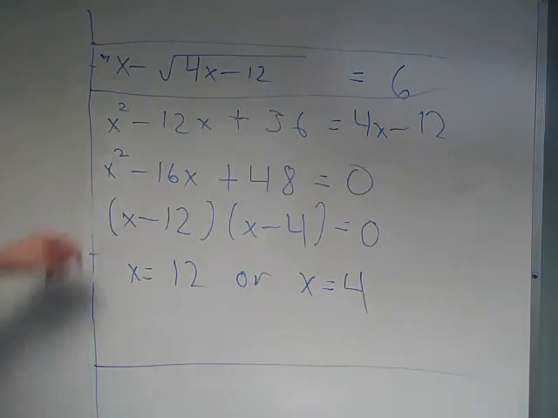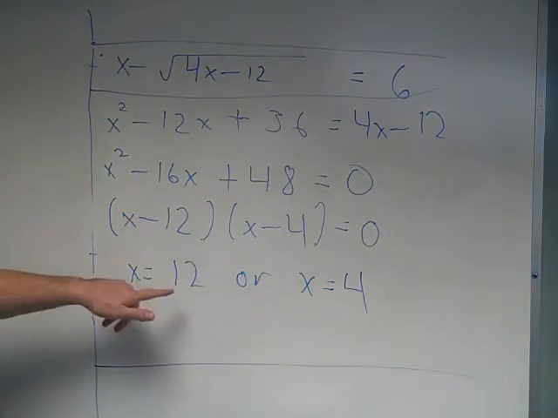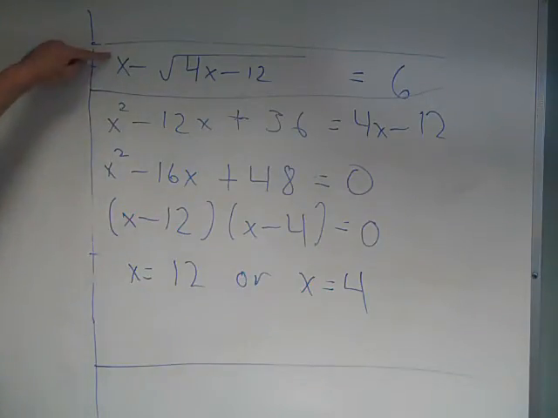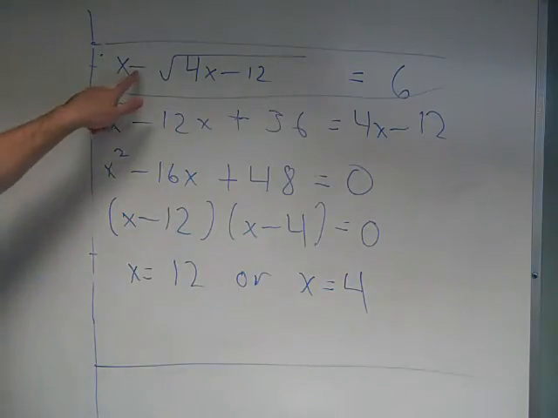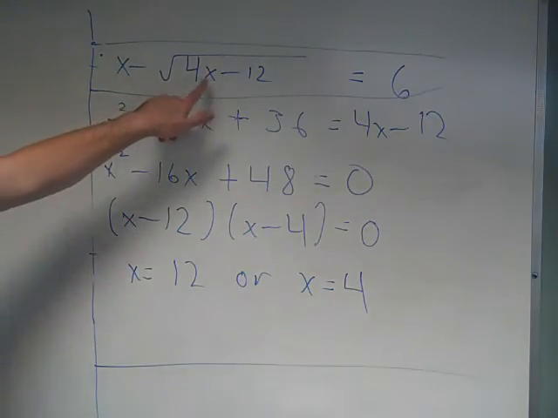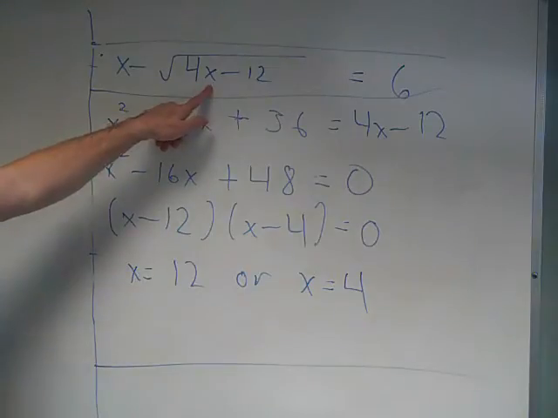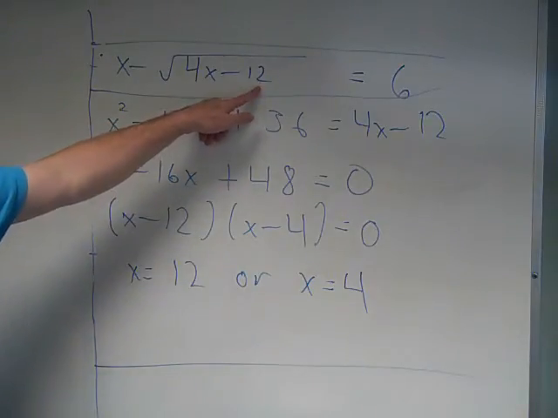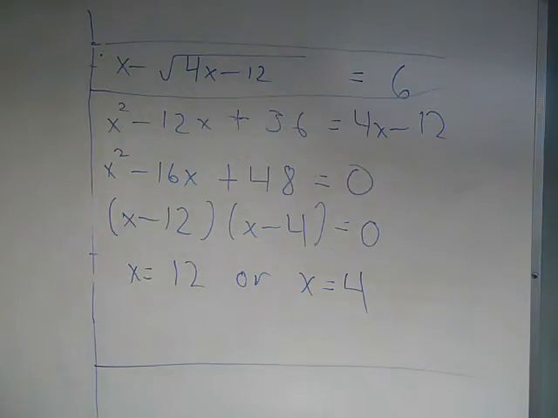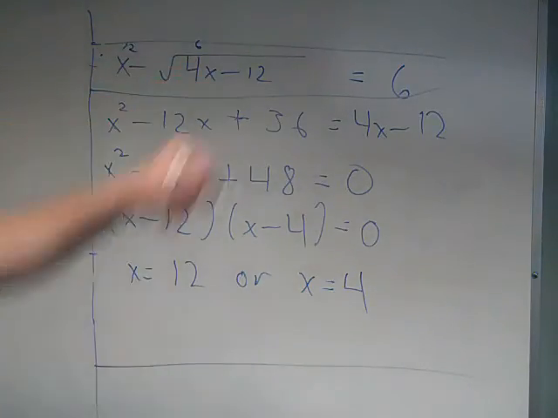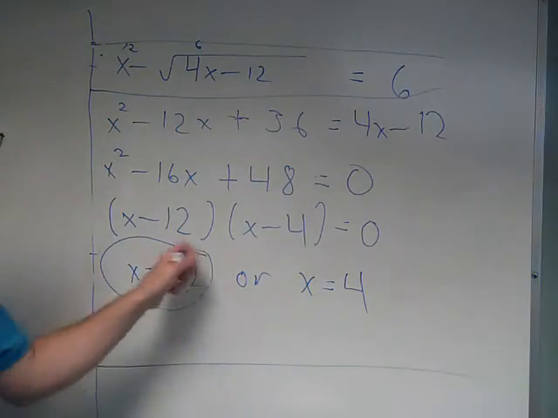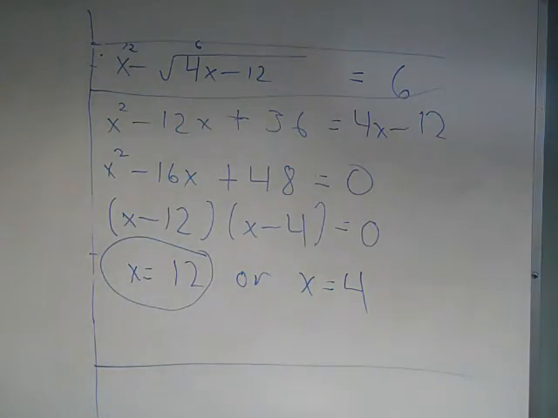So let's do that. You got to remember, you got to plug these back into the very original equation now, so careful. Now 12 is just 12 minus radical 4 times 12 is 48. 48 minus 12 is 36, and rad 36 is 6 by the square root. So this is 12 minus 6, and that is 6. So it is consistent. So 12 is good. So we at least have one solution.